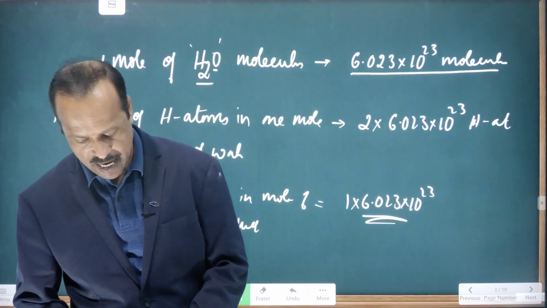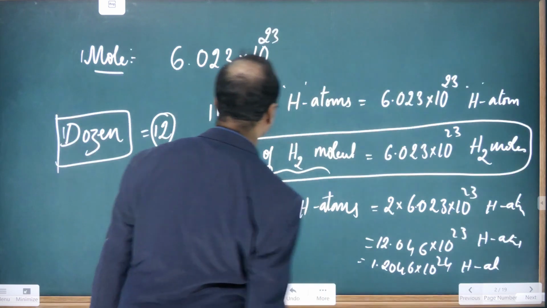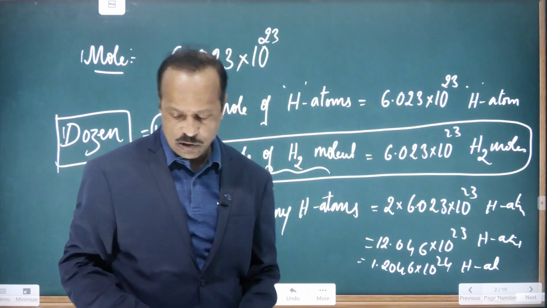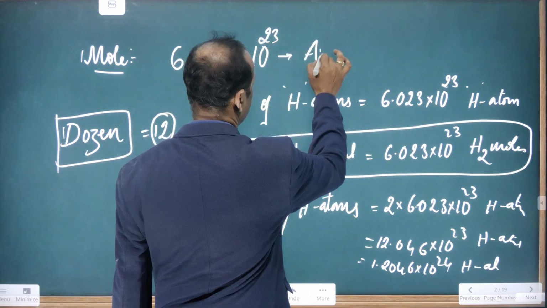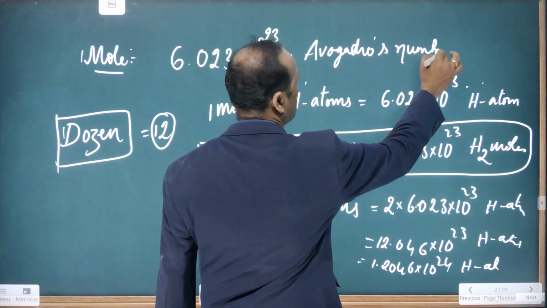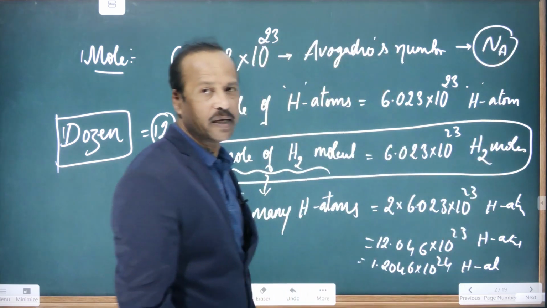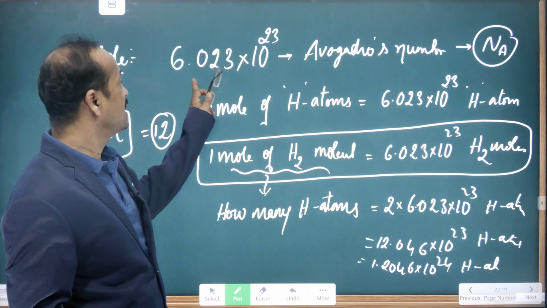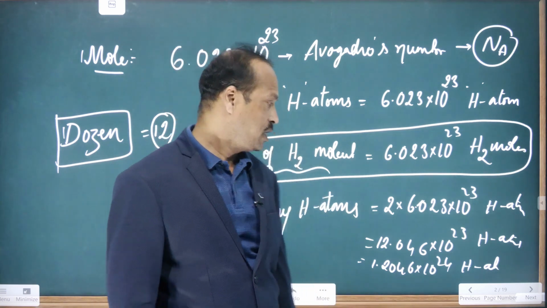Is this clear to you, students? Any doubt? So this 1 mole is nothing but a fixed number. What is that fixed number? 6.023 into 10 to the power of 23. This is also known as Avogadro's number, and Avogadro's number is denoted by Na. Wherever you see the Na symbol, the meaning is Avogadro's number, which is nothing but 6.023 into 10 to the power of 23. Clear? Any doubt? Okay.